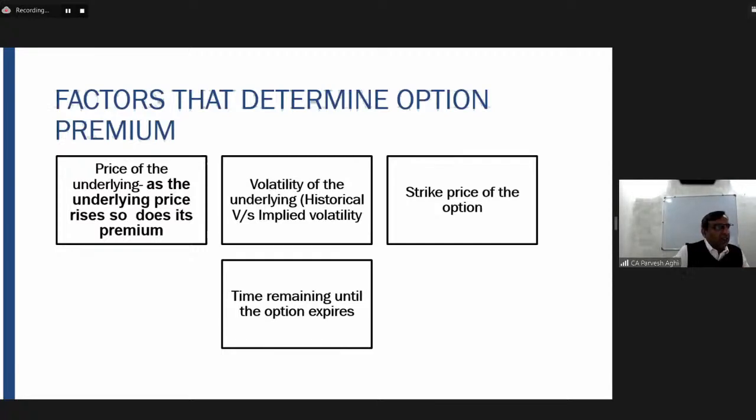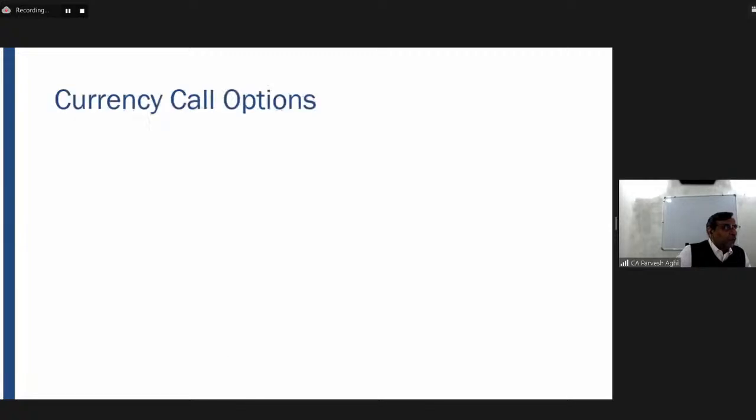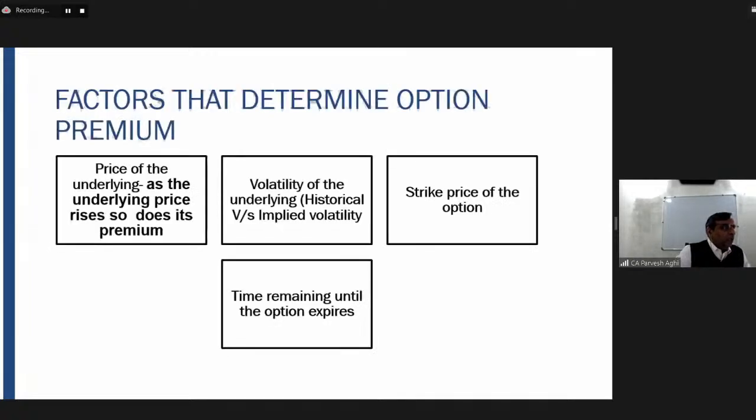Then the second is the strike price of the option. Okay. If the option is more in the money, the premium will be high. Okay. If it is out of the money, the price will be low. Then time remaining until the option expires, which means if you have more time, the premium will be more.